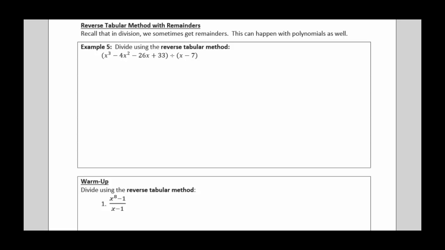All right, example 5. This time we're going to be looking at division in which we get a remainder. So it's not going to work out so nice all the time. And you can get remainders like, simple, if I do something like this off on the side, 21 divided by 4. Well, 4 doesn't go into 21, it goes into 20 5 times. 4 times 5 is 20, and you get a remainder of 1, right? So sometimes you can have remainders in division. You can have remainders when you're doing the reverse tabular method as well. So I'll show you how that works.